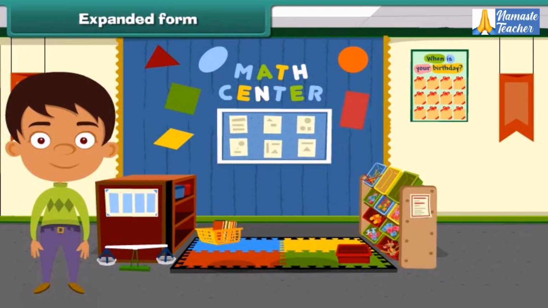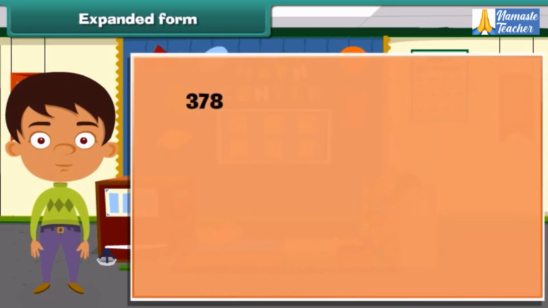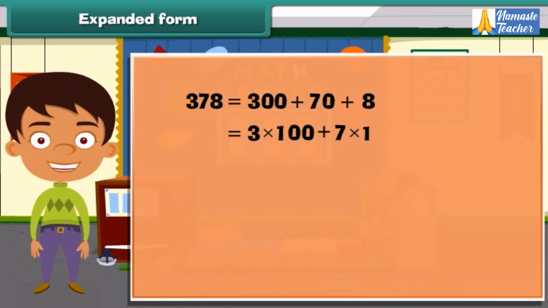Expanded form. Now we learn to write numbers in the expanded form. Let's begin with some examples. The number 378 is written in expanded form in the following way. 378 is equal to 300 plus 70 plus 8 is equal to 3 into 100 plus 7 into 10 plus 8 into 1.